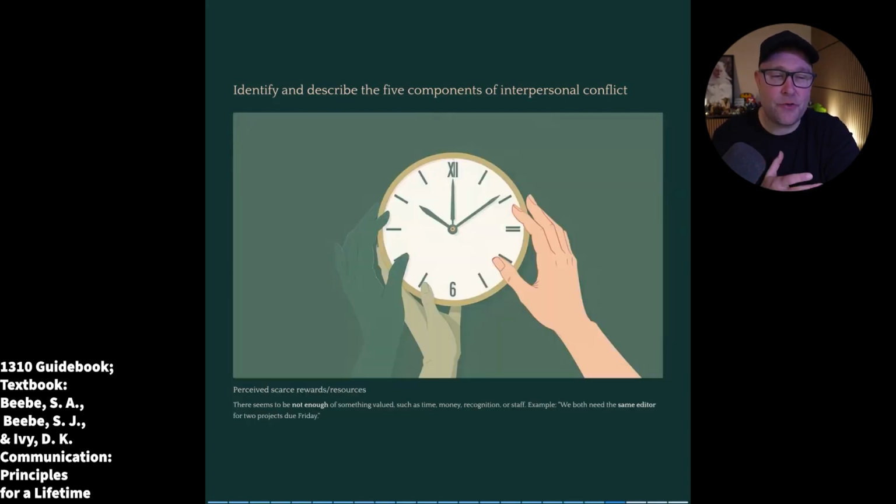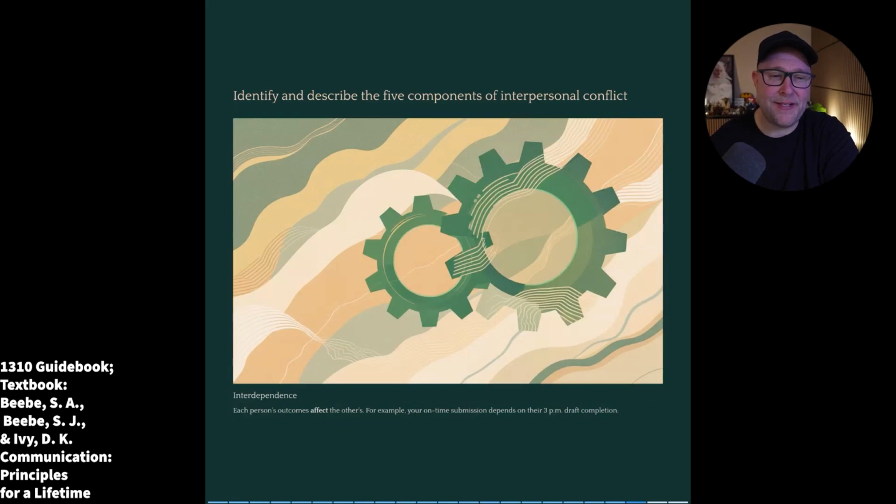Perceived scarce rewards and resources are when there seems to be not enough of something valued, such as time, money, recognition, or staff. For example, we both need the same editor for 2 projects, due this Friday. Interdependence is when each person's outcome affects the others. For example, your on-time submission depends on their 3 p.m. draft completion.